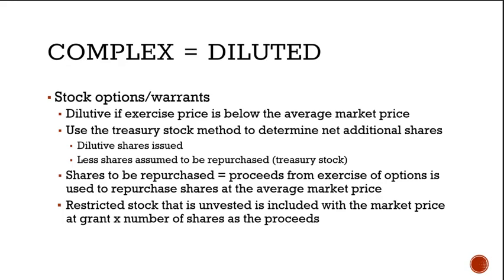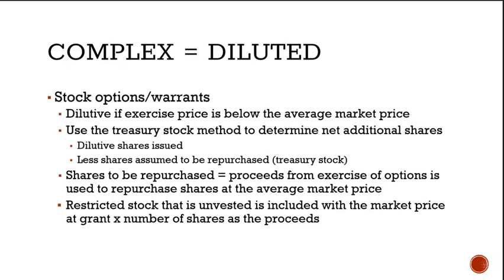So what about complex? What if you have a complex capital structure? That means you have something that is going to cause dilution. The first one, you always start with stock options. If you have more than one dilutive security, always start with the options. It is dilutive and is included if the exercise price is below the average market price. So at the end of the year, we look at the exercise price. That's part of the contract, part of the original option situation.